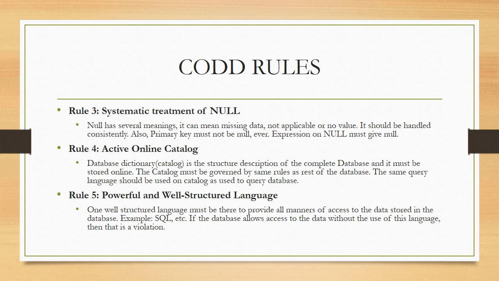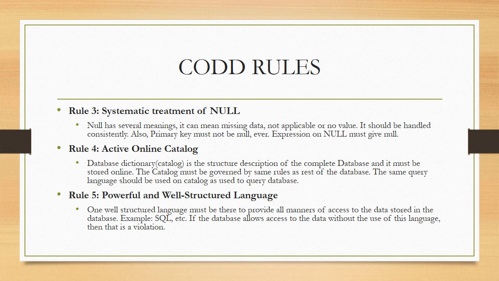Rule 3, systematic treatment of null values. This rule handles nulls in the database: if a cell contains missing data, no value, or not applicable data, then it is treated as a null value instead of specifying 0 or empty.